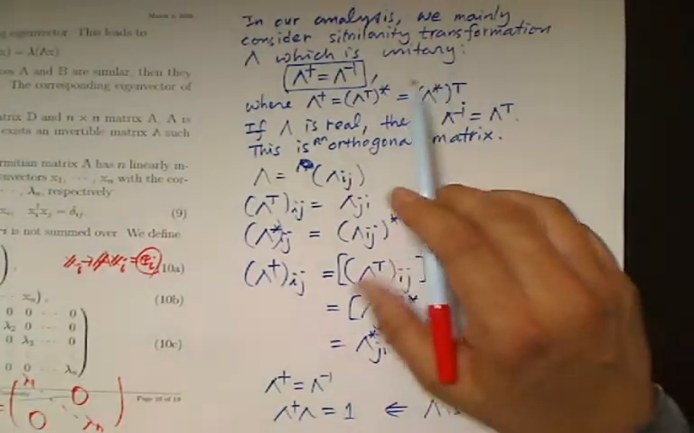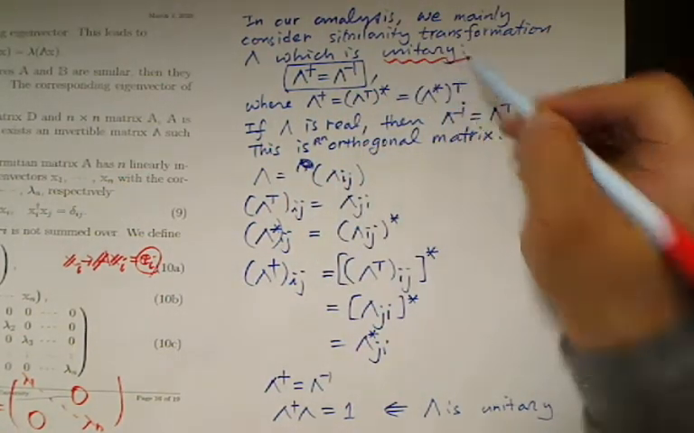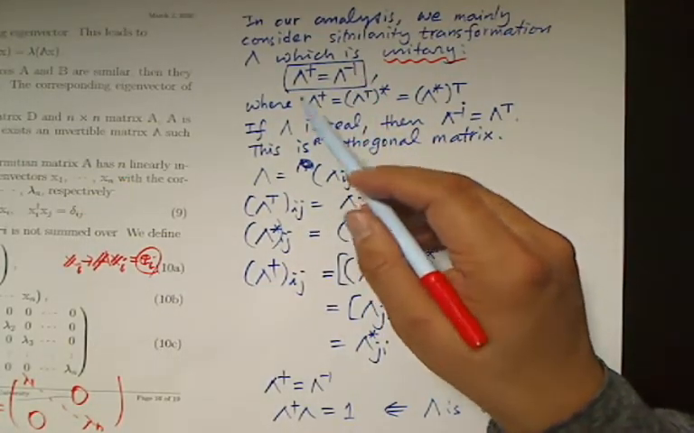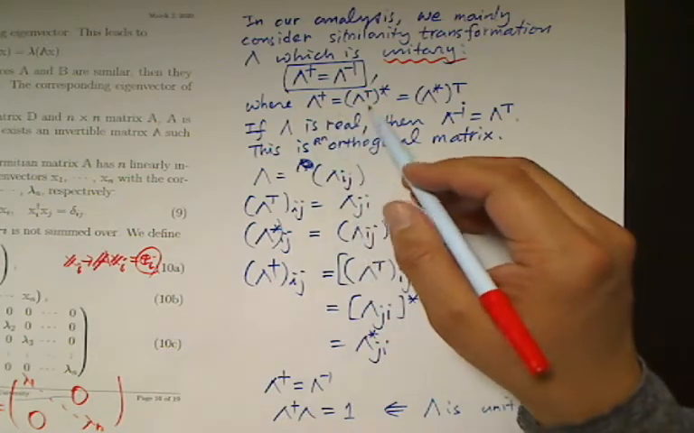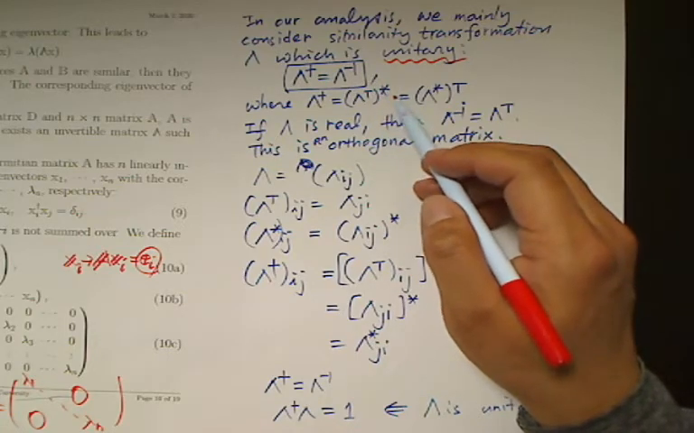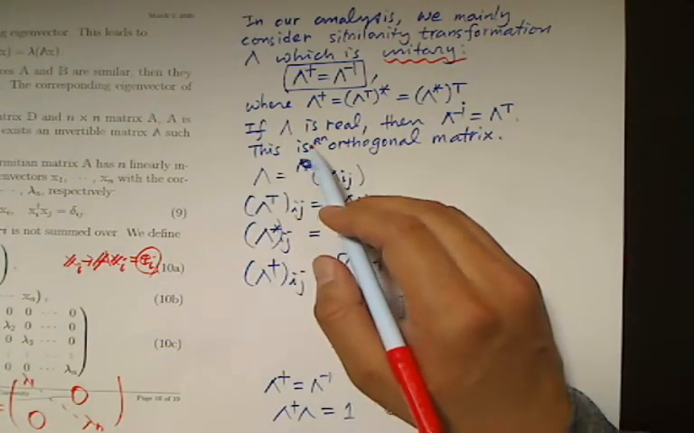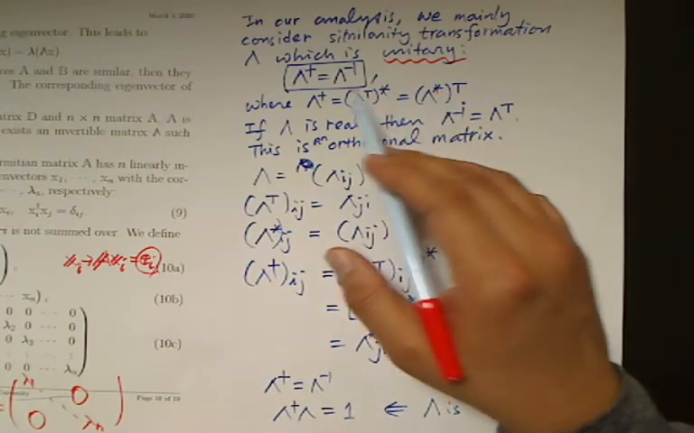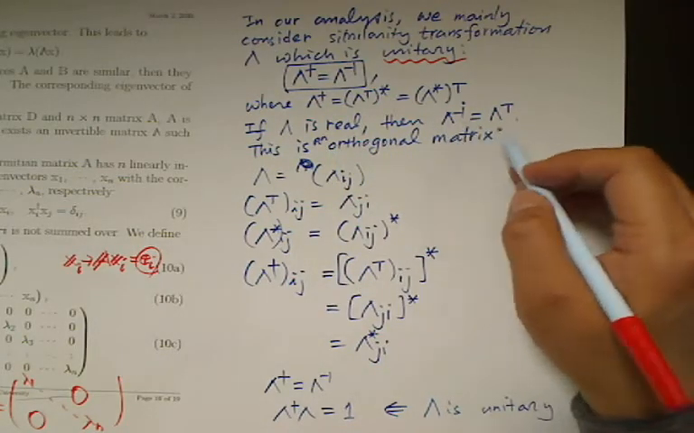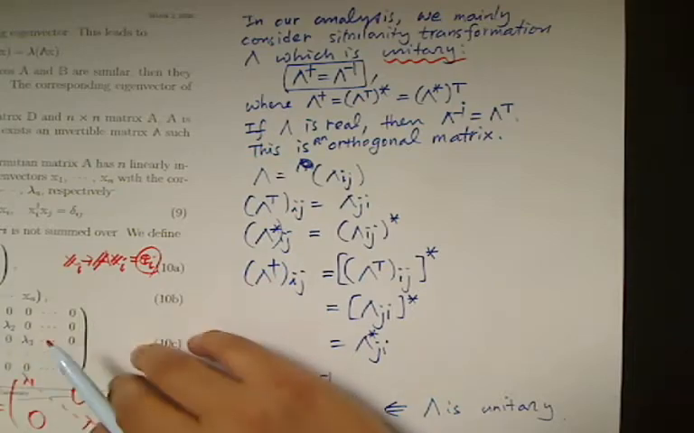In our analysis, we mainly consider similarity transformation lambda, which is unitary. Unitary means dagger is inverse. Actually, Hermitian dagger should be understood as the transpose matrix complex conjugate, or complex conjugate matrix of the transpose. If it is real, we can ignore the complex conjugate, then lambda dagger should be understood as lambda transpose, and if the inverse is equal to lambda transpose, then lambda is an orthogonal matrix. That is for the rotational transformation.